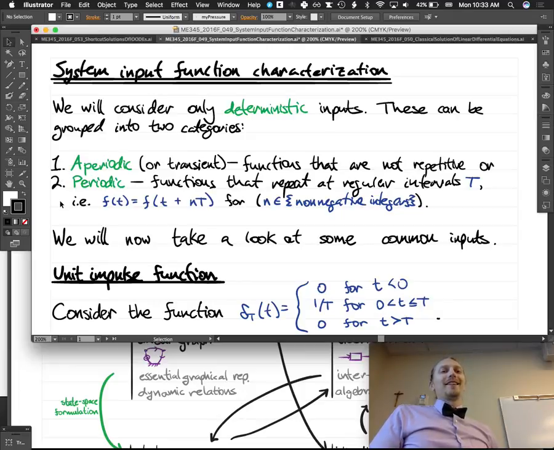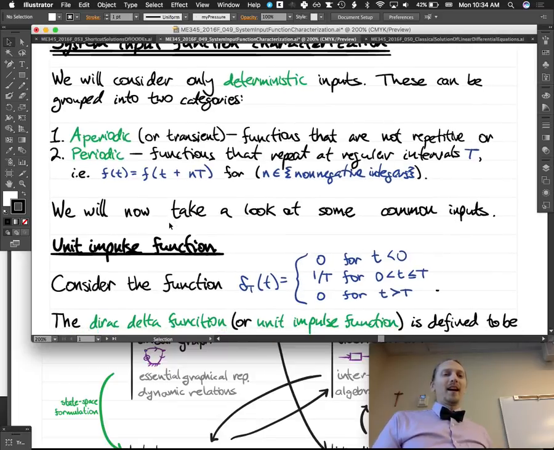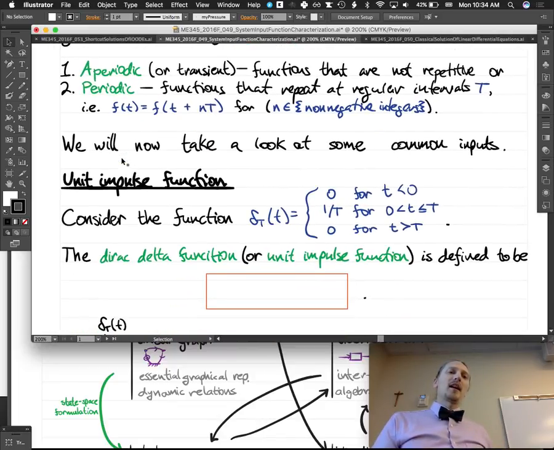All right, so we're going to consider two different categories of deterministic signals. Aperiodic, or transient, signals are functions that are not repetitive. Or two, the other type, is periodic. Functions that repeat at regular intervals, T. So, for instance, the function is equal to itself on every multiple of T, where n is a non-negative integer, multiples of the period. What do we call that? T, period? Yeah, call it the period. We'll get back to periodic functions in just a moment, but we're going to start out with an aperiodic function.